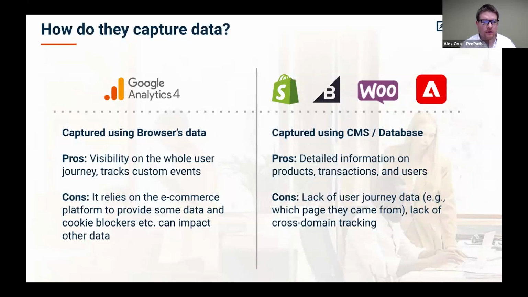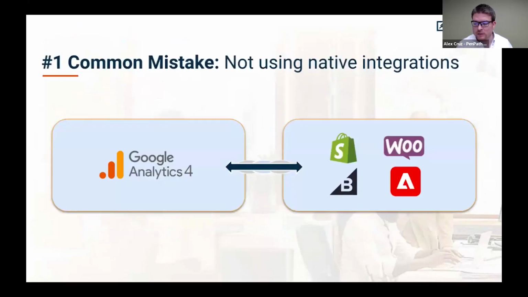So on the ecom side, this is very detailed information about products and orders, but it lacks that customer journey data. And again, Shopify and these others sometimes have that traffic data, but it's not as powerful. And so the first common mistake that we see is not using native integrations. Let me explain what I mean by that.